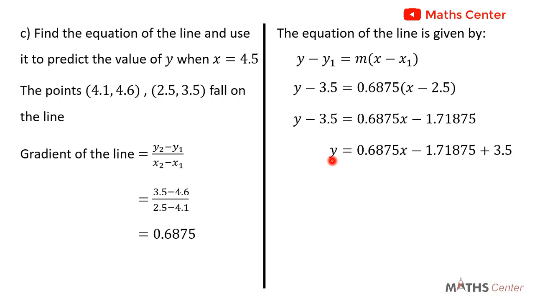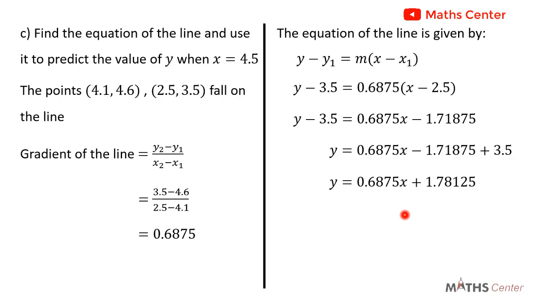I'll send negative 3.5 to the right hand side. When I do that, I'll have y is equal to 0.6875x minus 1.71875 plus 3.5. And this gives us y is equal to 0.6875x plus 1.78125. This is the equation of the line of best fit, or the equation of the regression line of y on x.